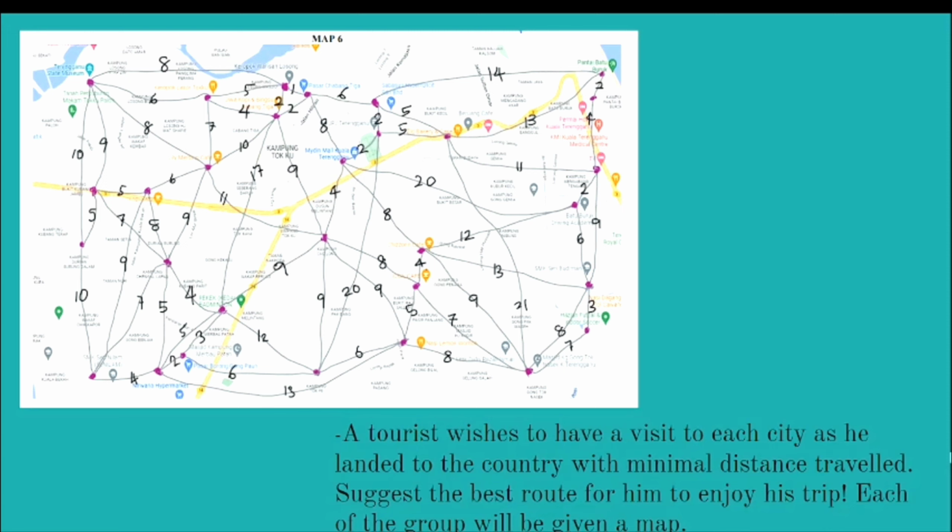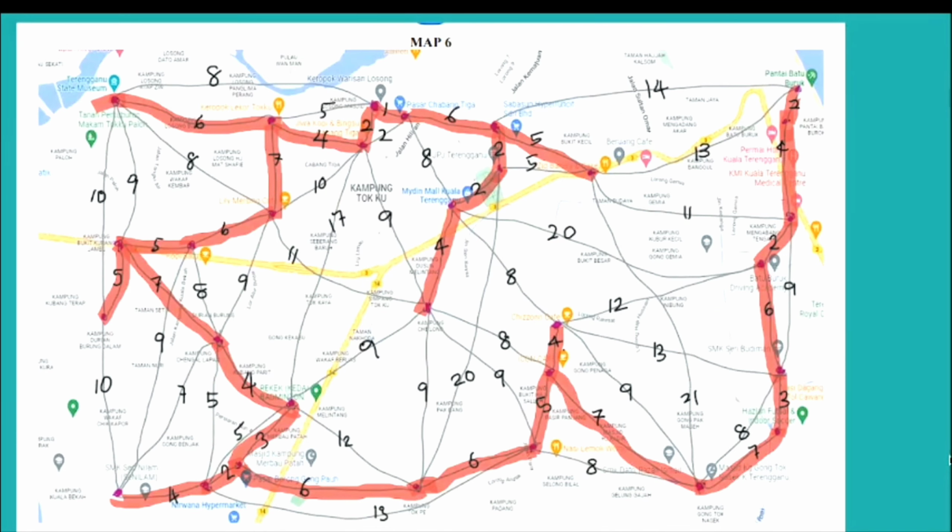Okay, so our team has chosen map seed for the question. And the question is, a tourist wishes to visit each city as he lands in the country with minimal distance travelled. Suggest the best route for him to enjoy his trip. Each of the groups will be given a map. So this is our team solution. As you can see, there are 30 vertices and 29 edges.